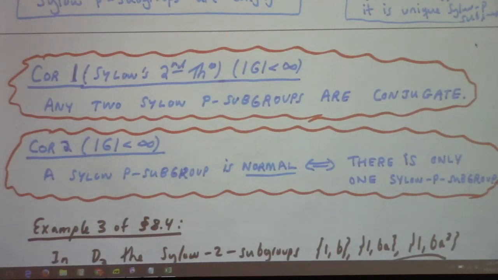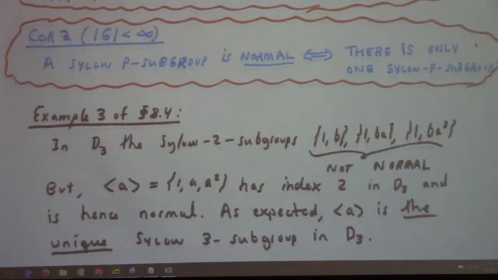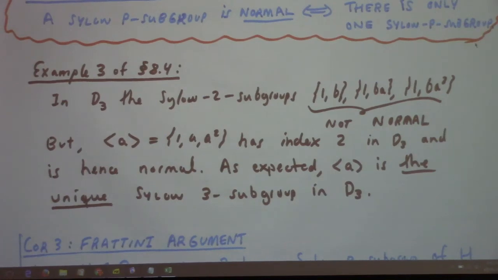I just wrote them again and gave them some sort of unnecessary bubbling. Again, any two Sylow P subgroups are conjugate, and a Sylow P subgroup is normal if and only if there is just one of them. And if you look at our D3 example, you can see this in action. In D3, we had 3 Sylow 2 subgroups. These are not normal. If you conjugate one, you get to the other.